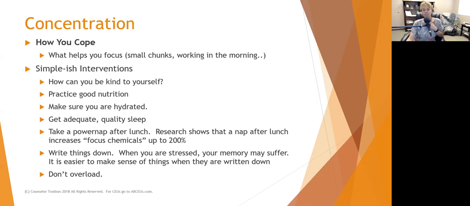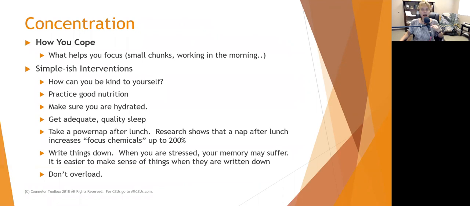So simple-ish interventions for concentration. Just be kind to yourself. Work in the morning if that's when your energy levels are high. Write things down. If you're having difficulty concentrating, write things down, and then try not to overbook yourself during this period, because for whatever reason your body's going, I ain't got it in me right now. Practice good nutrition. Make sure you're hydrated. Get adequate quality sleep. This is the one time I do talk about naps.